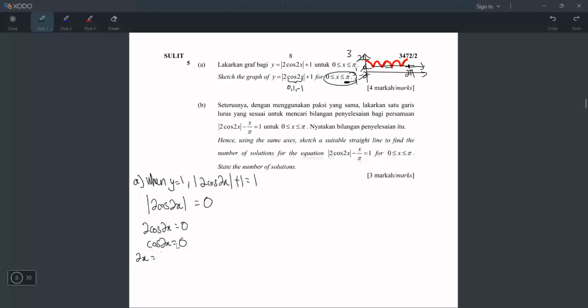So this is a special case. Cos 0, there are 2 answers, 90 and 270. Okay, and then if it's 2x, you have to take all your answers plus 360 sekali. So 90 plus 360, 450. 270 plus 360, 630. Divide 2, 45. Divide 2, 135. Divide 2, 225. Divide 2, 315. Right? So that's how you do it.